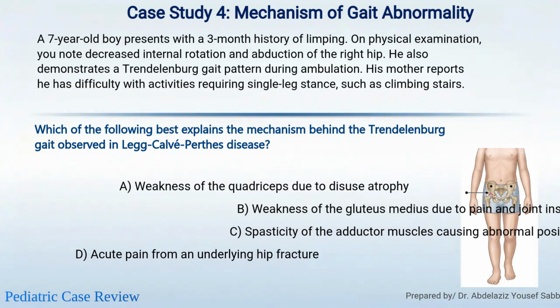Which of the following best explains the mechanism behind the Trendelenburg gait observed in Legg-Calvé-Perthes disease? Option A, weakness of the quadriceps due to disuse atrophy. Option B, weakness of the gluteus medius due to pain and joint instability.